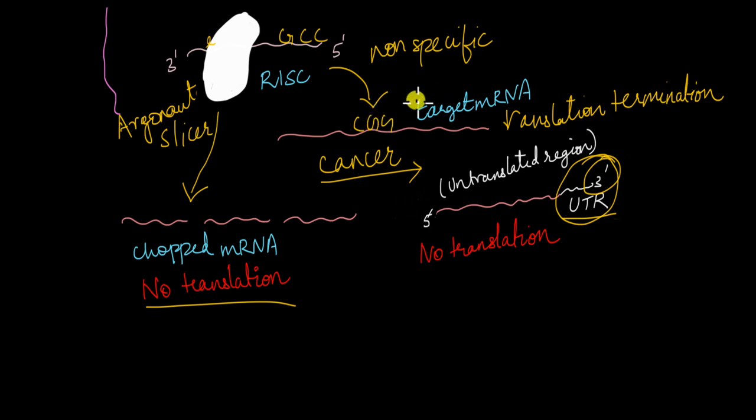Now this is highly useful in the field of genetic engineering as well, because the miRNAs and the siRNAs can be used in the field of agriculture to produce pest resistant plants. We'll take a look at how this RNA interference mechanism is used to produce pest resistant plants in another video.